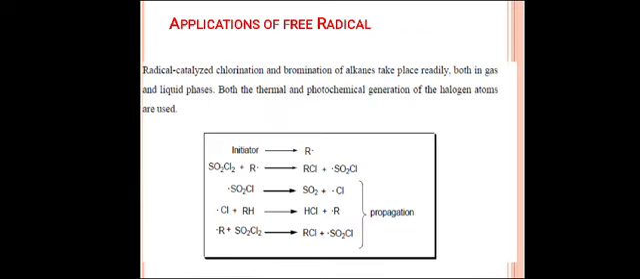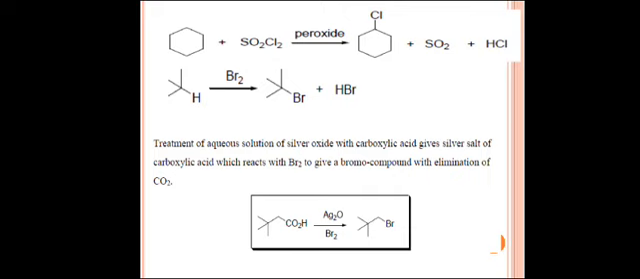Here the applications of free radicals. Radical catalyzed chlorination and bromination of alkene takes place readily both in the gas phase as well as the liquid phase. Here the reaction starts from the initiator, then propagation steps are there. When we take the reactant in presence of SO2Cl2 and peroxide, the peroxide is the reagent for the free radicals. That means there is a generation of radicals by using the peroxide. That bond gets cleaved, there is a formation of the product.